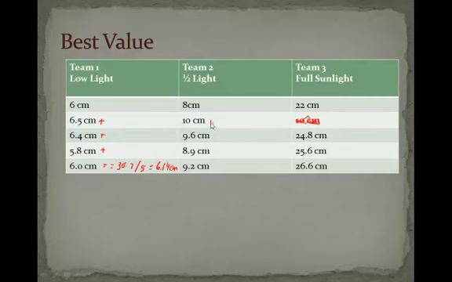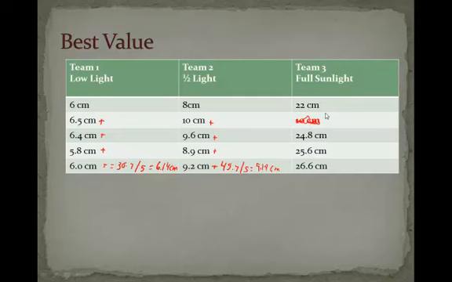Alright, for Team 2, I've got 8 centimeters. I'm going to add 10 centimeters, add 9.6, add 8.9, and add 9.2. I'm going to include all of them. They're all fairly close. If I add them all up, I'm going to get a total of 45.7. And again, I want to divide that by 5 because I included all of my data points, and that'll give me a best value of 9.14 centimeters.